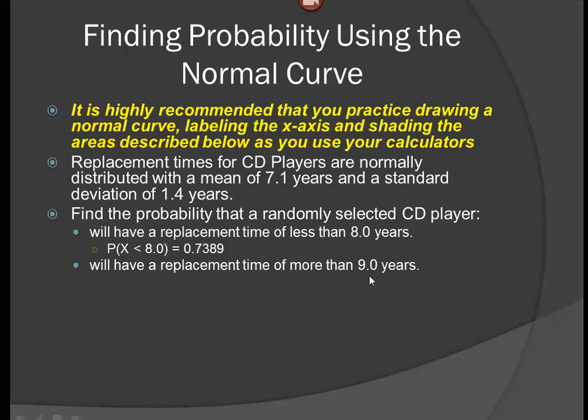How about a replacement time of more than 9 years? Probability that my randomly selected CD player is greater than 9 years is 0.0869. We can expect that by looking at our curve, not the exact 8.69%, but we can expect that it's going to be way less than 50%, way less than half, because 9, again, is to the right of 7.1 on our x-axis, and we're going greater than it. So that means we're in the tail region, and that's what you should have shaded on your curve.